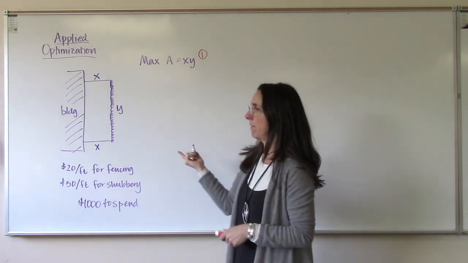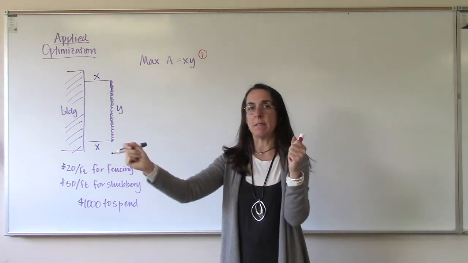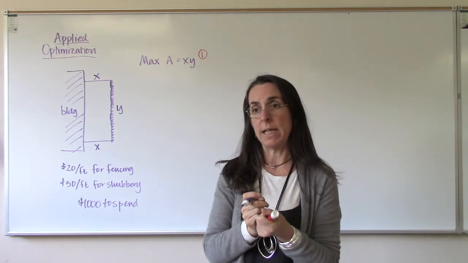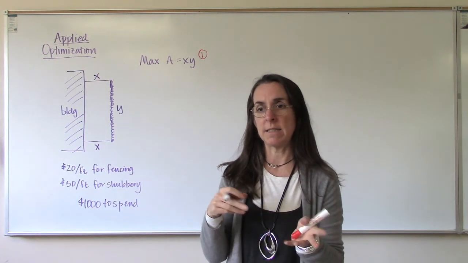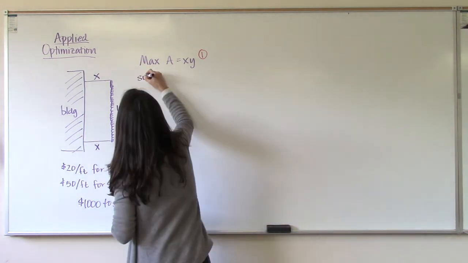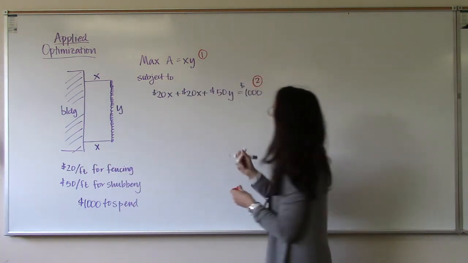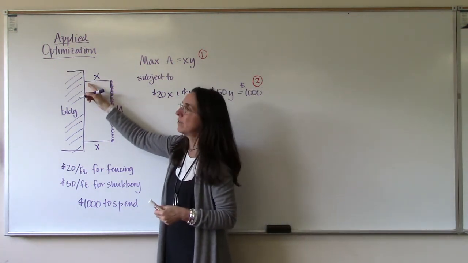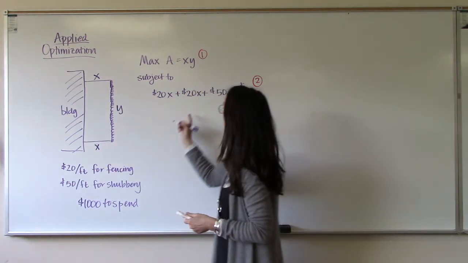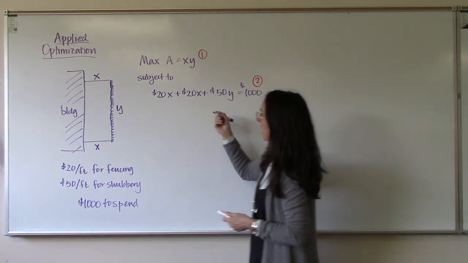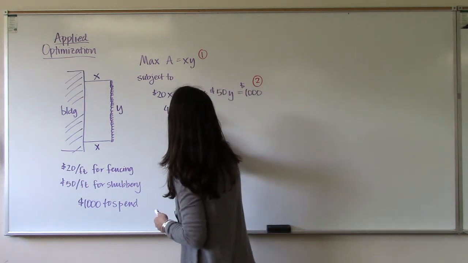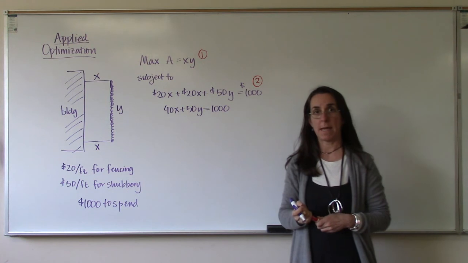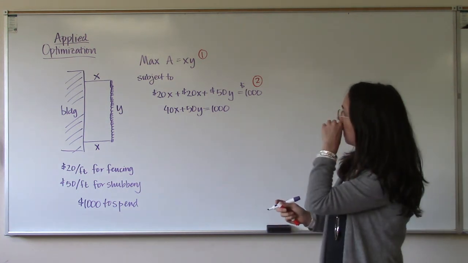So if X is the number of feet that's going to be replaced with fencing material, and Y is the number of feet that's going to be replaced with shrubbery, then my total cost is the cost of X times X plus the cost of Y. I'll write it down. Right, because it's $20 a foot times the number of feet here and here. So if I take out the dollar signs and clean this up, I get this, okay? So that's great.